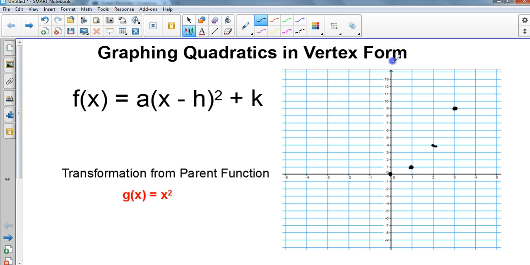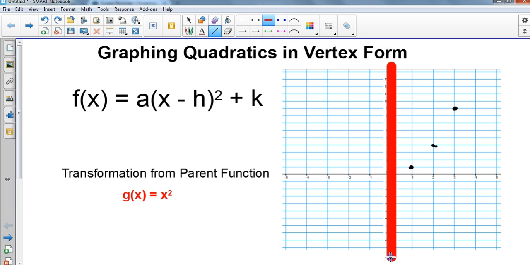Also remember that with all parabolas when we graph, we have to take into account that they are symmetrical, right? So we know that where the vertex lives, this 0, 0, we have some axis of symmetry, right? That would be our axis of symmetry. So 0, 0 lives on that.